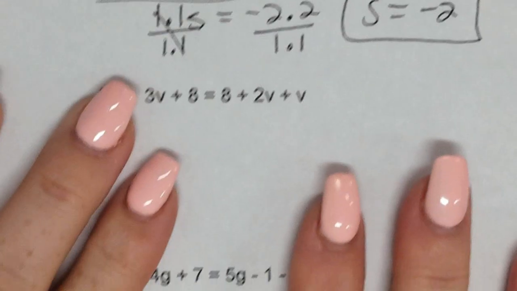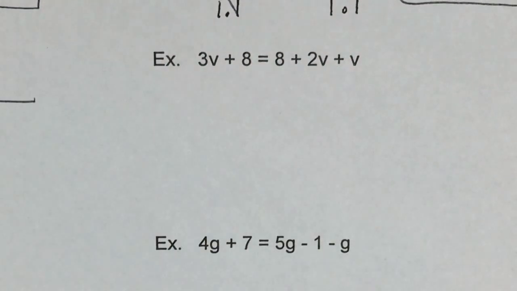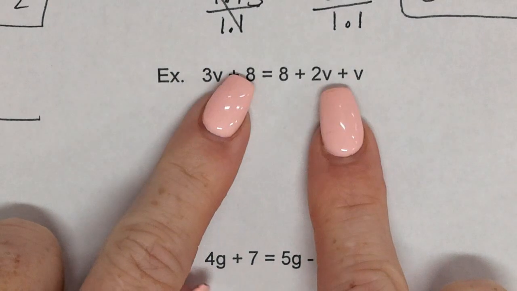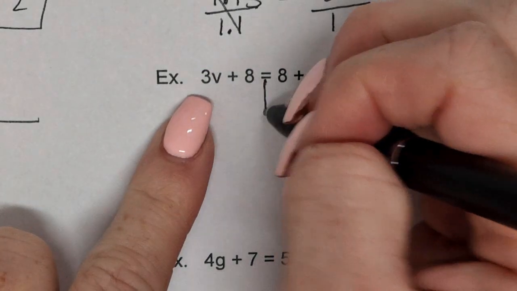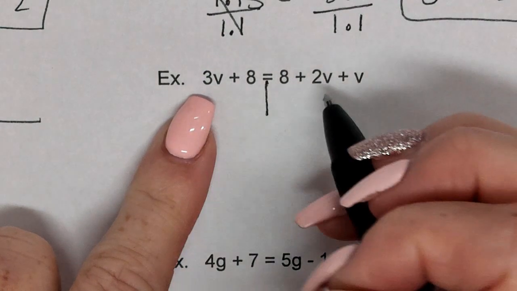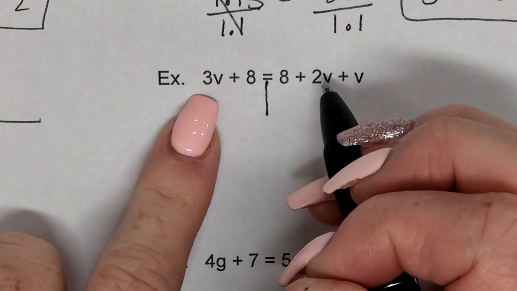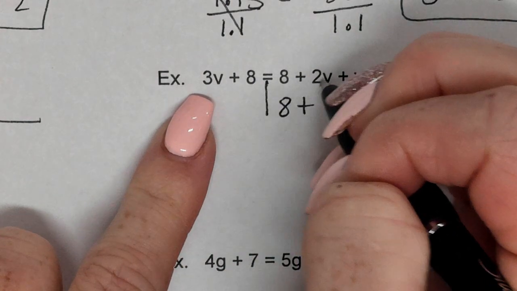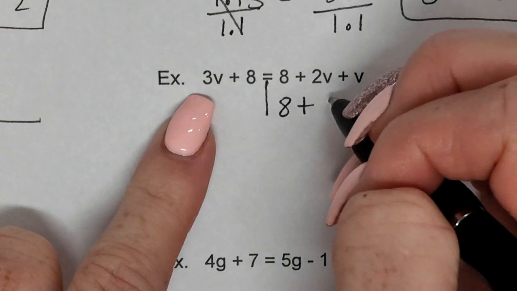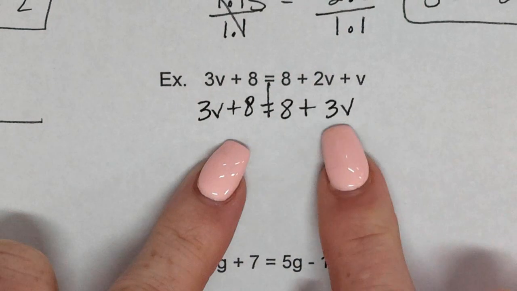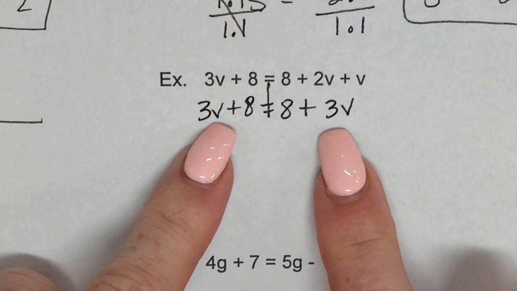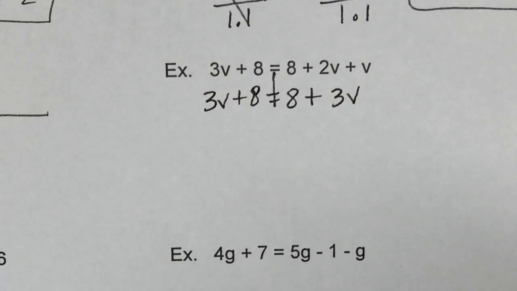So I want y'all to look at this next problem. What is the first step say? Parentheses. Are there any? No. What does the next step say? Okay, so look. Are there any like terms on the left? Are there any like terms on the right? Yes. So this is 8 plus, what's 2v plus v? 3v. And over here I have 3v plus 8. Are those the exact same thing? Yes or no?